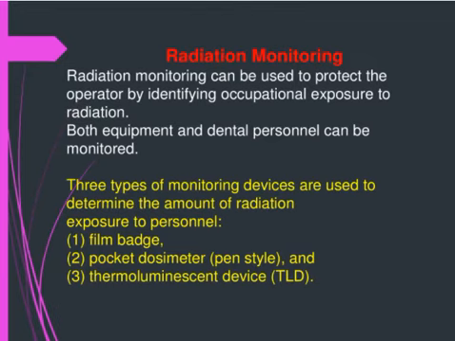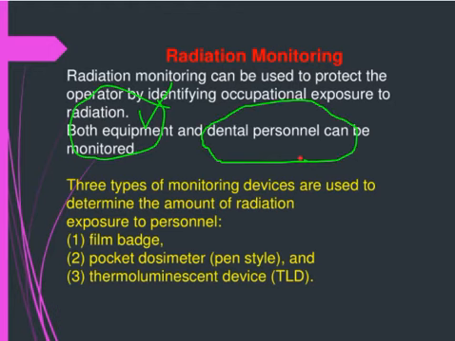Now, radiation monitoring. Radiation monitoring for you as a dental assistant or a personnel working in a dental unit should always be carried out. So how will you do that? First, you have to monitor the equipment for any radiation leakage, and you have to monitor yourself by the use of any of these three types of monitoring devices. Monitoring means they are going to check you, whether you are having radiation exposure or not. So three kinds of devices are possible.